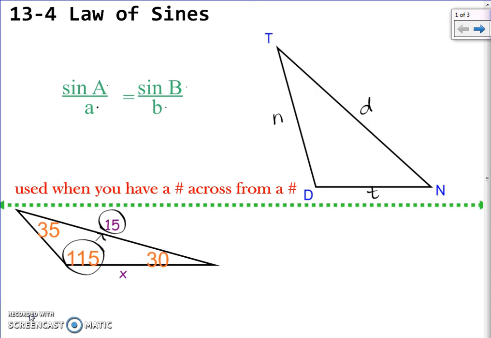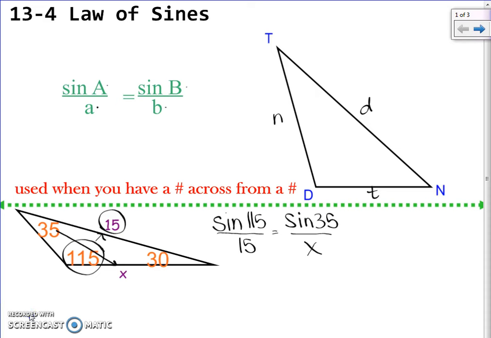So if we have 115 and 15, those are going to be together in the fraction. Now, what is going to come after sine? Is it the 115 or the 15? 115. It's always the angle in that position. And that's going to be over 15. And we want to find x. Okay, so x is a side length, so I know that's going to go here. Which angle would I put it with? 35, because it's the one that's across from x. So we have sine 35 right there.